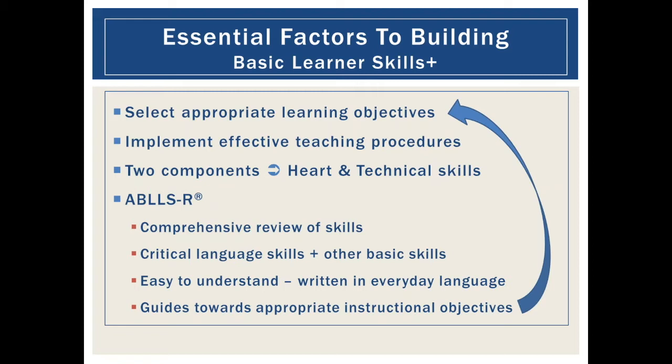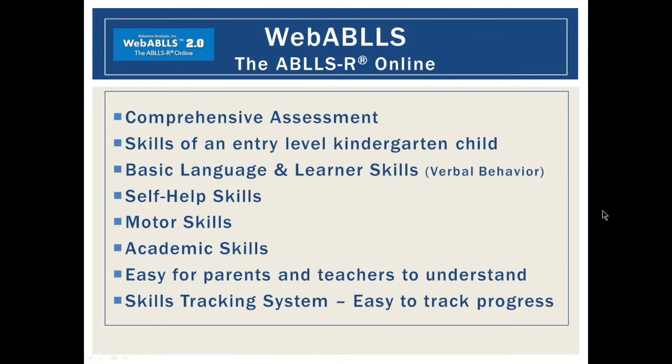Simply put, we need to make sure that the child is working on appropriate learning tasks all throughout his educational career. The ABLLS-R provides a comprehensive review of critical skills that are typically developed by children by the time they're ready to enter kindergarten, and that's for typically developing children. It covers not only critical language skills such as the verbal operants and other basic skills such as imitation, visual performance, and social skills, but it also covers self-help, motor skills, and early academic skills.